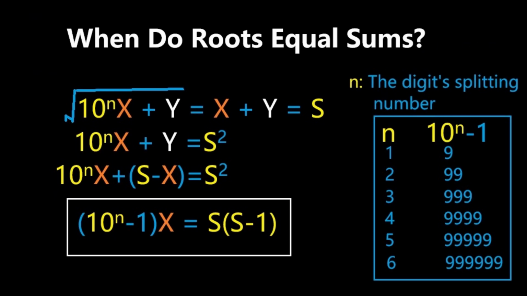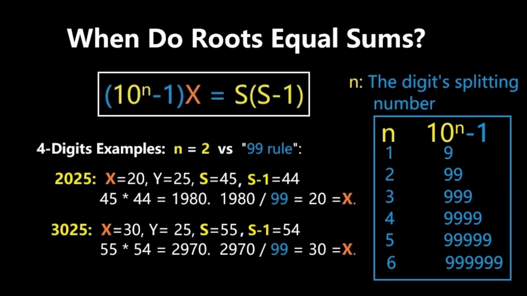Here are proofs for two numbers. For 2025, x equals 20, y equals 25, s equals 45. 45 times 44 is equal to 1980. 1980 divided by 99 is equal to 20, which is exactly x. For 3025, x equals 30, y equals 25, s equals 55. 55 times 54 is equal to 2970. 2970 divided by 99 is equal to 30, which is exactly x.